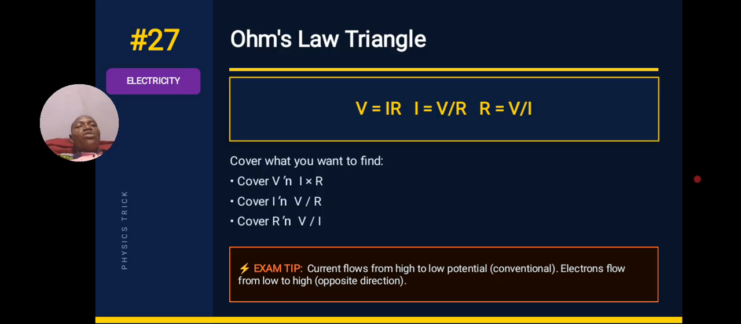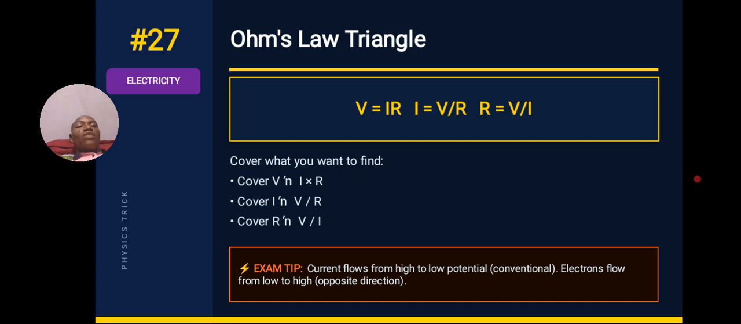Yeah, Ohm's law under electricity: V is equal to IR, I is equal to V over R, R is equal to V over I. If you just know one, what I did here is just the change of the subject of the formula, and that gives me three different formulas. So please, current flows from a high to a low potential. Electrons flow from a low to a high, that's in the opposite direction.